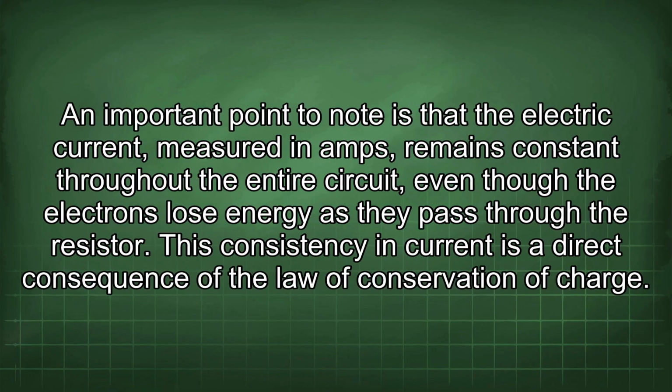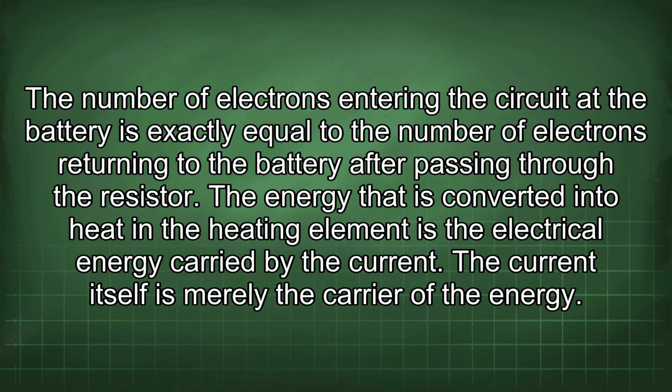An important point to note is that the electric current, measured in amps, remains constant throughout the entire circuit, even though the electrons lose energy as they pass through the resistor. This consistency in current is a direct consequence of the law of conservation of charge. The number of electrons entering the circuit at the battery is exactly equal to the number of electrons returning to the battery after passing through the resistor. The energy that is converted into heat in the heating element is the electrical energy carried by the current. The current itself is merely the carrier of the energy.